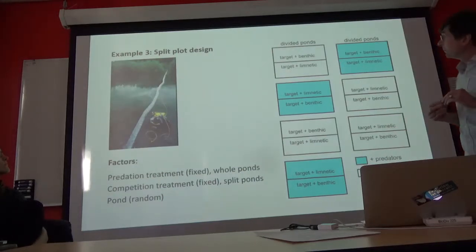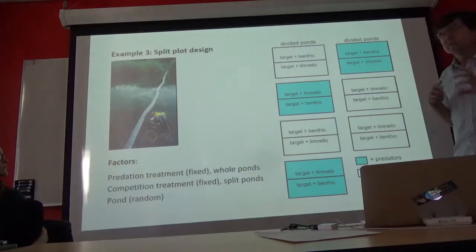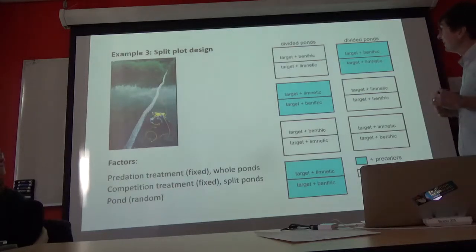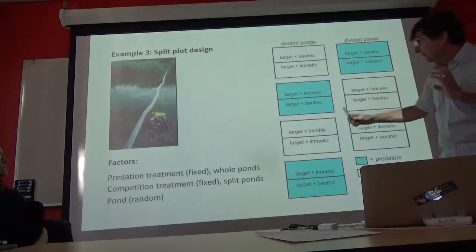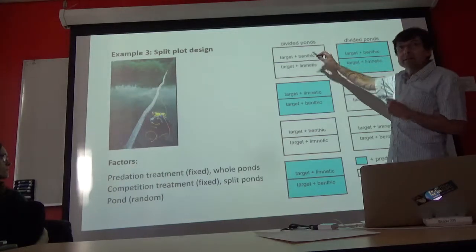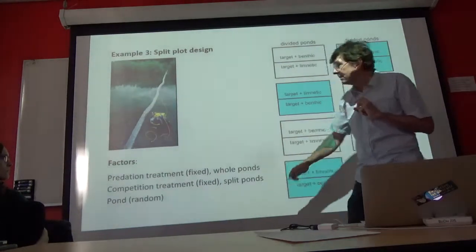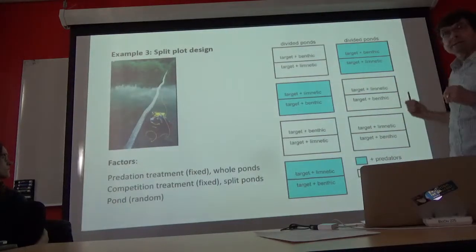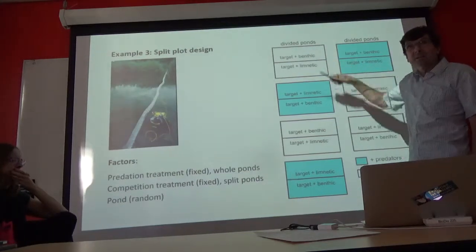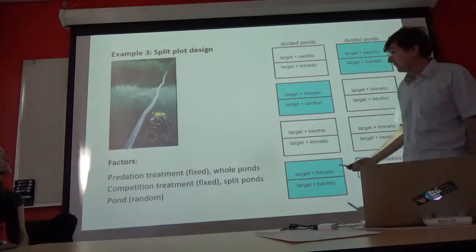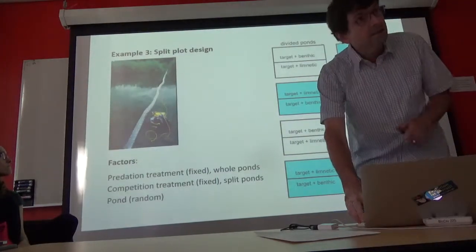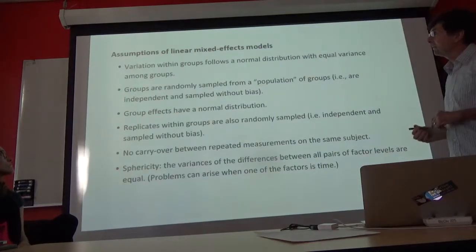We did an experiment which follows a traditional, what's called a split plot design, where we had two treatments of interest, and then a random factor. So whole ponds were assigned either one or the other of two predation treatments. That's the fixed effect. Each pond was split, that's the split plot part, and a different competition treatment was applied to each side. And then the ponds themselves are the random effect. And repeat measurements from the same pond, namely the results on this side and the results on that side, are taken into account if we explicitly include pond as a random effect in this model. So split plot designs are analyzed using linear mixed effects models as well.